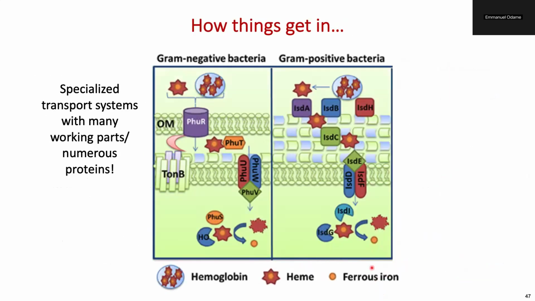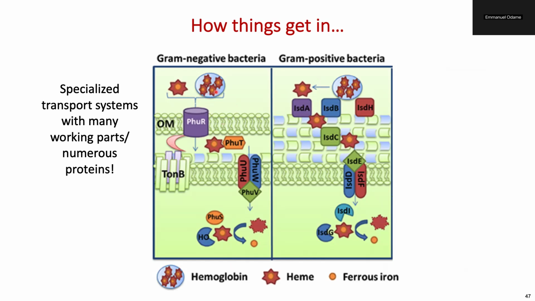So now let's talk about how these things work. We have a gram negative bacteria here and a gram positive bacteria. You can always remember the complexity of the gram negative bacteria cell membrane and how it looks compared to the gram positive one. So up here we have a hemoglobin present, and we also have a heme present.